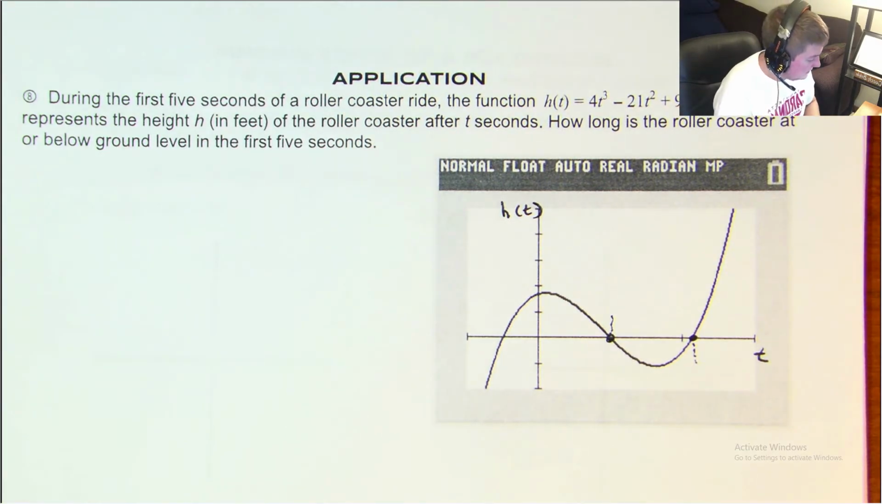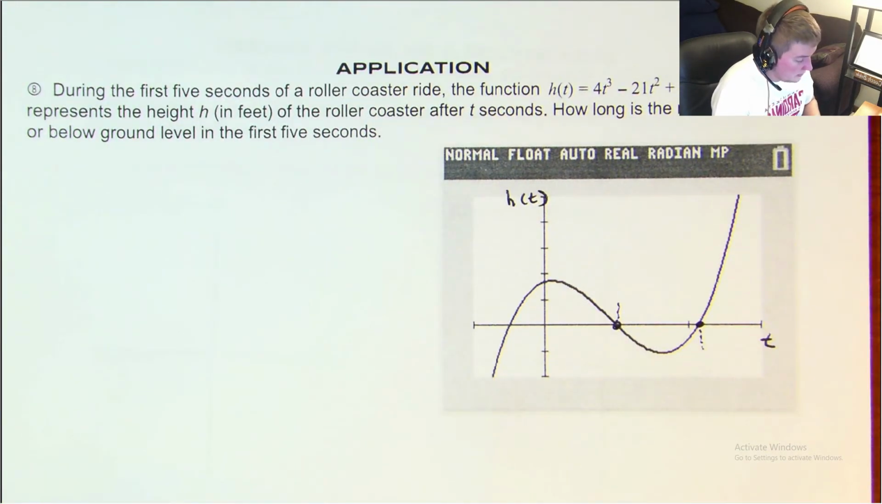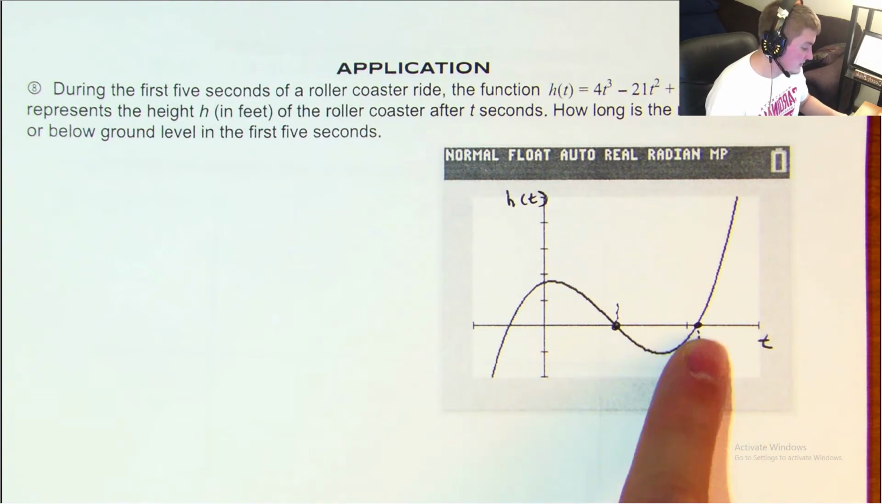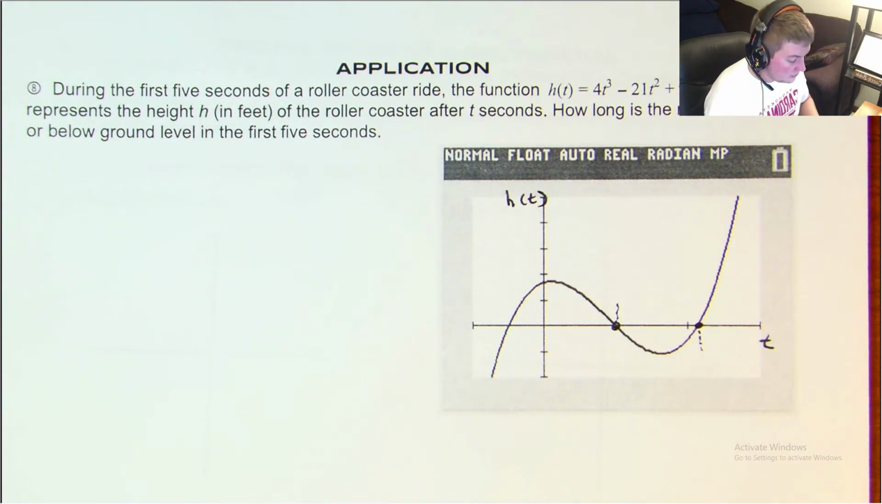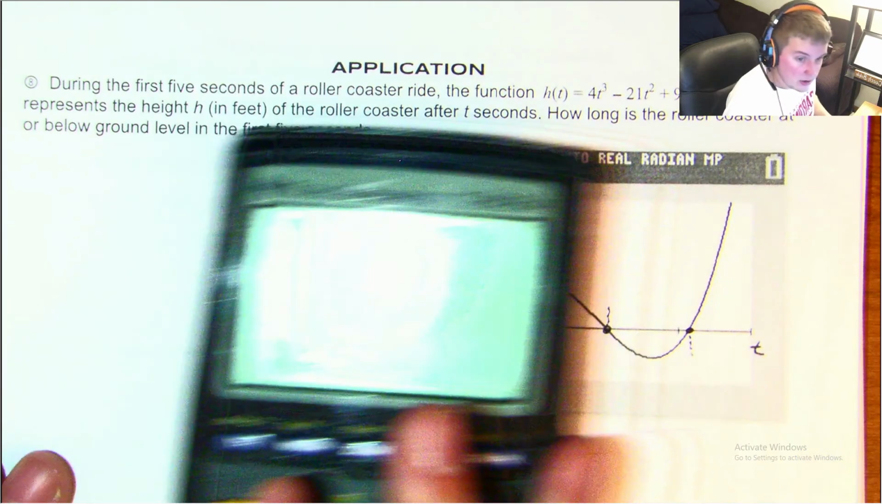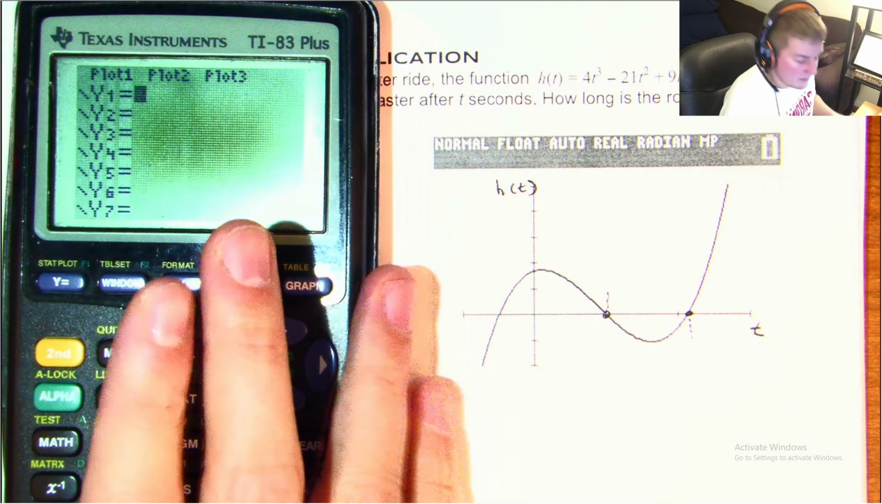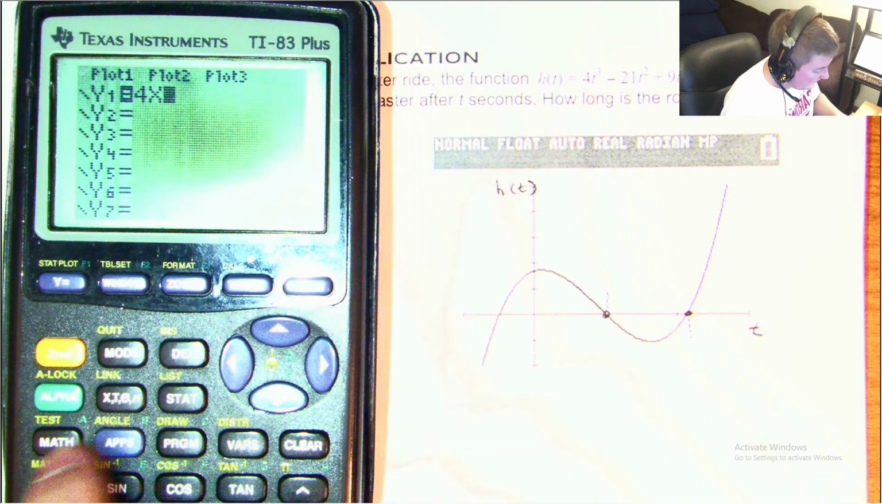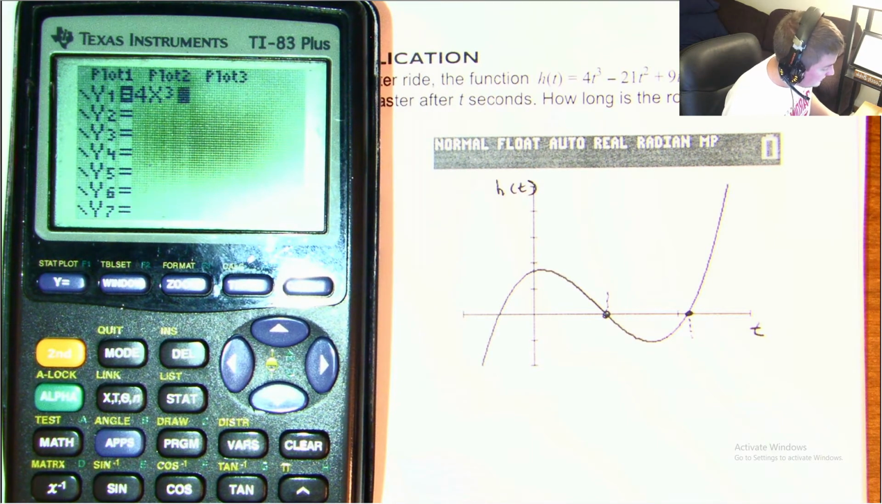T seconds. How long is the roller coaster at or below? How long? Okay. I was thinking the question asked how many times is it above? Well, twice, or below once, because it's below once. But anyway. Okay, so what we can go ahead and do is we're just going to type this into the calculator. All right. So we are going to go ahead and go 4, and then we have to use x because we don't have t as a variable. x cubed minus 21x squared plus 9x plus 34.